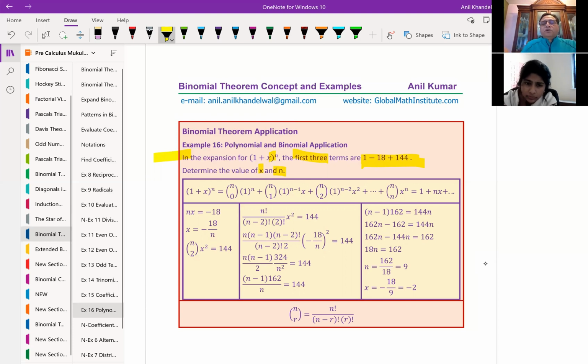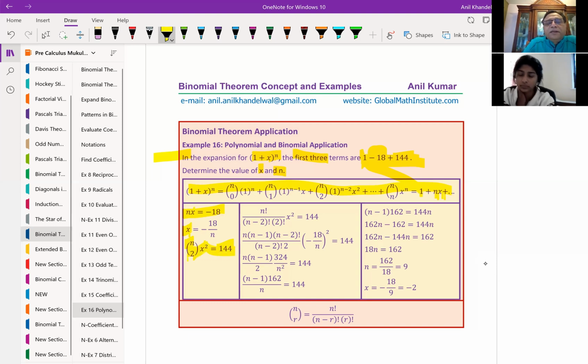Now, in this particular case, what you could do is you can have a general expansion for 1 plus x to the power of n, which is given here, right? So once you have this general expansion, then you can correlate the terms, right? The first term is 1, so 1 and 1 will match, not a problem. The second term is n times x, which will be related with minus 18. And the third term will be nC2 x squared, which will be related with 144. So with that, you actually get two unknowns and two equations. So nx is equal to minus 18, this second term, and the third term is nC2 x squared, which is 144.